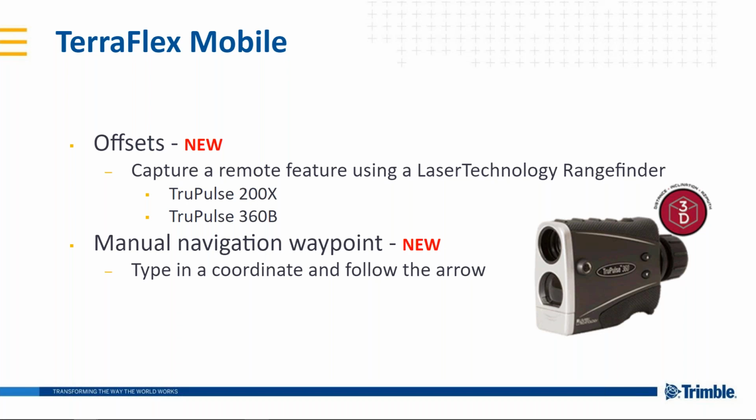And then the manual navigation waypoint. In some cases, users are given latitude longitudes on a printout, or are provided the location of a valve in just a latitude longitude. And you don't necessarily have that data in TerraFlex available to you in the field. What we've done is added the ability to type in a coordinate and use that as a navigation waypoint. So it's just a quick and easy manual way to use TerraFlex to navigate.